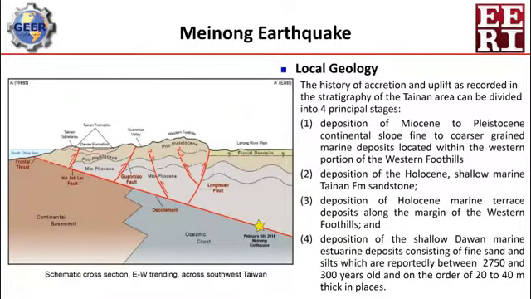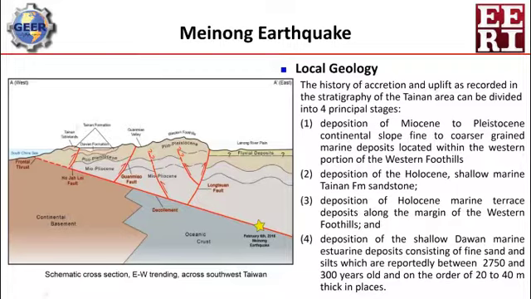This is a schematic cross-section, just representing the general geology of that area of the world around Tainan. And so the history of this area can be summarized in 4 different depositional sequences. First, we have the deposition of the Miocene to Pleistocene marine deposits. They make up the western foothills. The western foothills are being uplifted by the constant compression within the area.